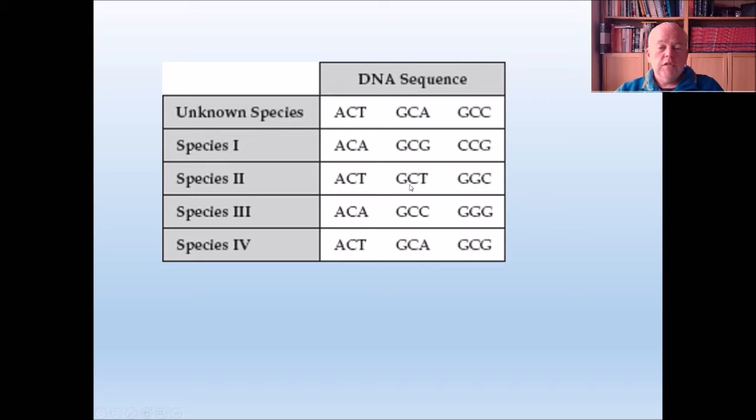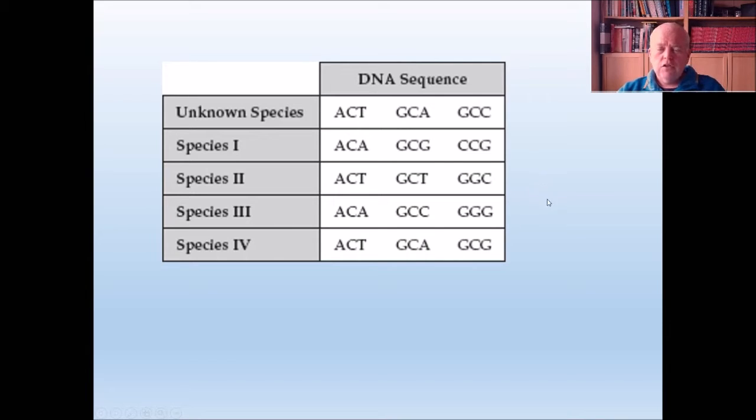Species 2 has got GCT, species 4 has also got GCA, so the unknown is very similar so far to species 4, and our unknown has GCC, and finally the last one has GCG. So there's only one base that is different with our unknown species compared to species 4. So it suggests perhaps that the unknown species is most closely related to species 4. They've got the most similar DNA sequence.